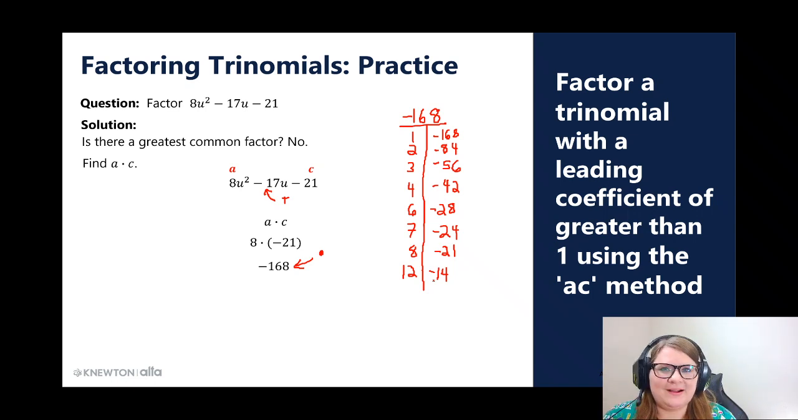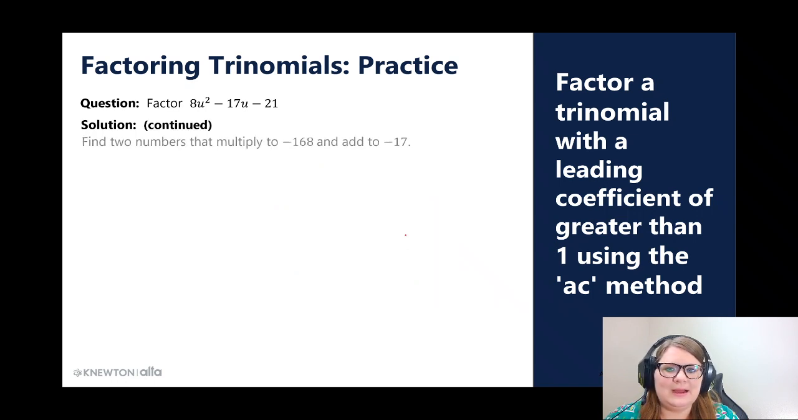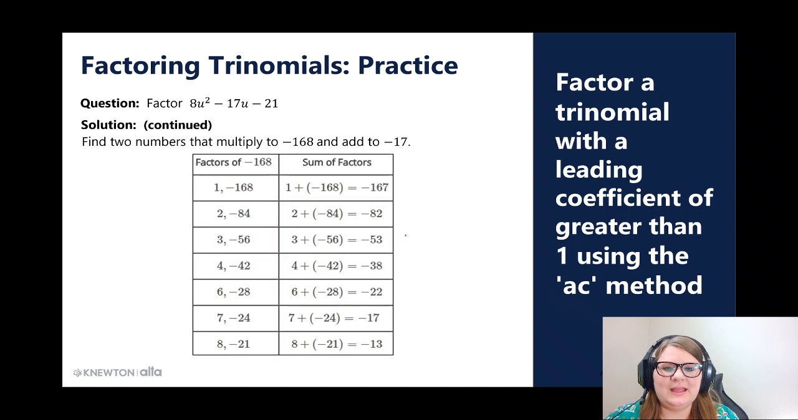Which of these pairs adds to negative 17? Well, you can go down each one, but you'll notice at the beginning that the numbers are really big and negative, and at the bottom they're really small and negative. So I'm going to start kind of in the middle. 6 plus negative 28 is negative 22. 7 plus negative 24. Oh, there we go. I like that. So again, you'll notice here that they have it broken up completely, and it's the 7 and the negative 24 that are the key pair of numbers.